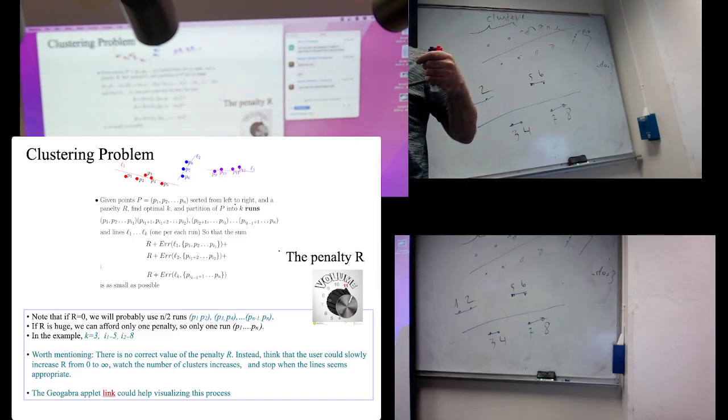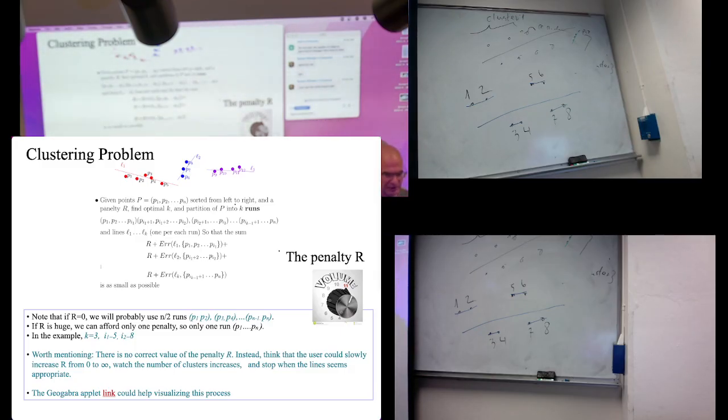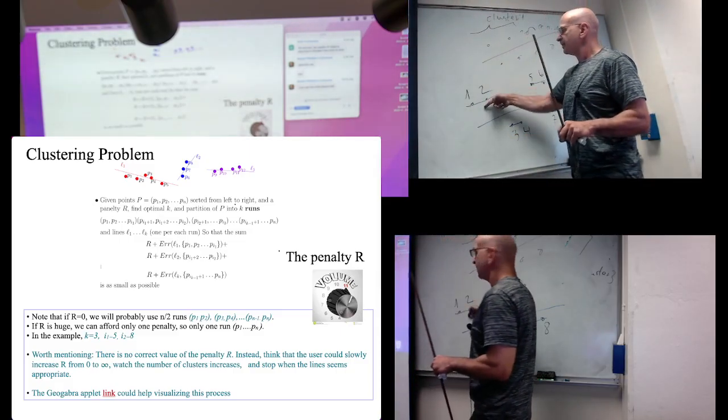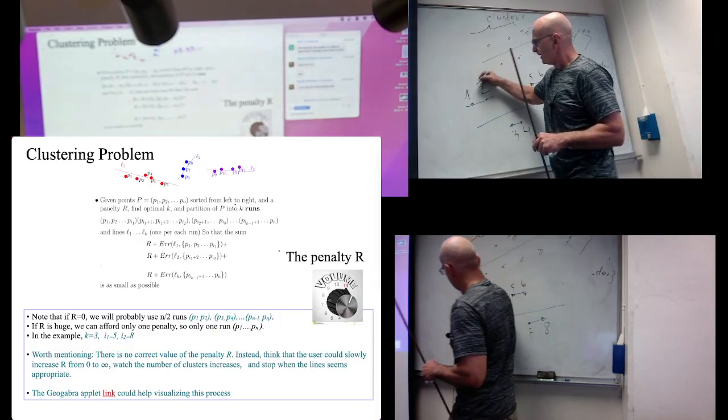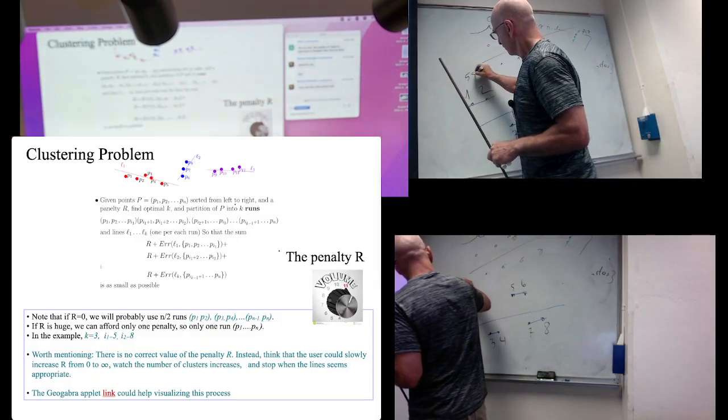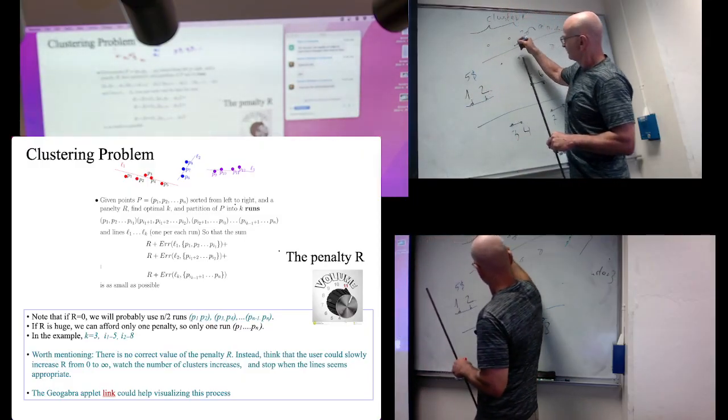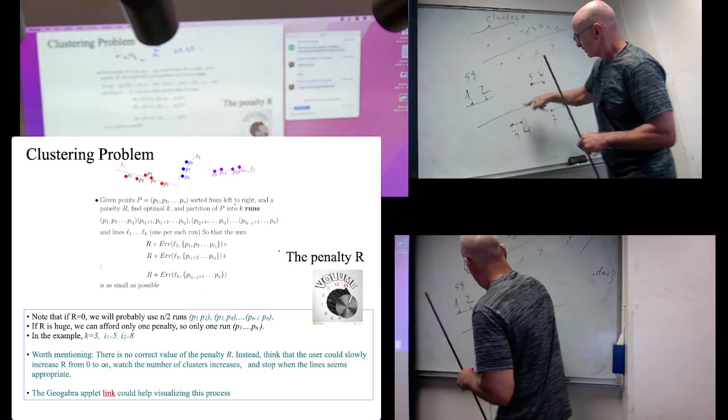Well, in this problem, the user will have a tune-up parameter, a volume knob, that will allow the user to control the number of clusters. But to control the number of clusters, I'll tell the user something smarter. You know what, you don't really want to guess the number of clusters ahead of time. Instead, think about this as a process for which every new cluster has a penalty. Every time that you start a cluster, you need to pay a penalty of $5 plus the errors that you are getting. $5 per each cluster.